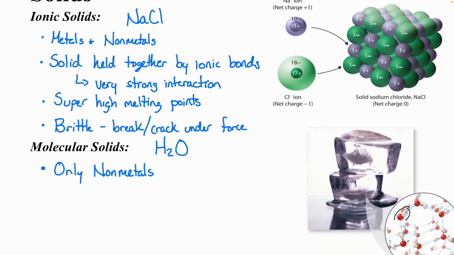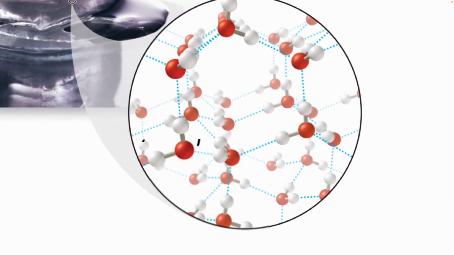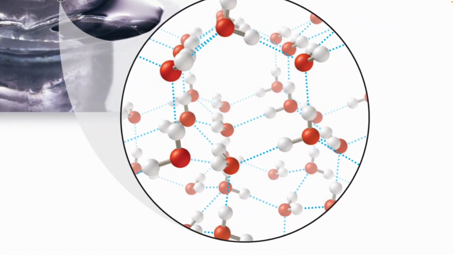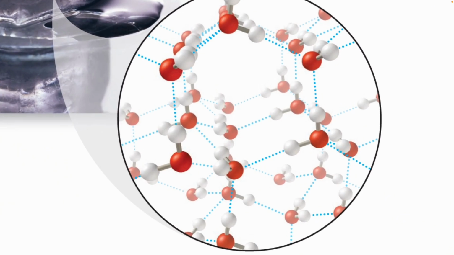Now let's talk about molecular solids, or covalent compounds, which consist only of nonmetals. If we look at the structure of, for example, ice, let's see if we can simplify this a little bit. There's a little bit too much going on here.